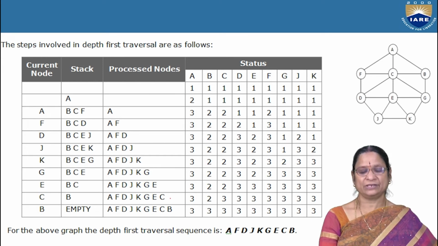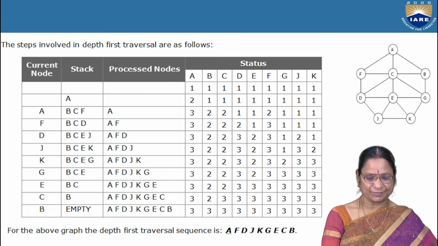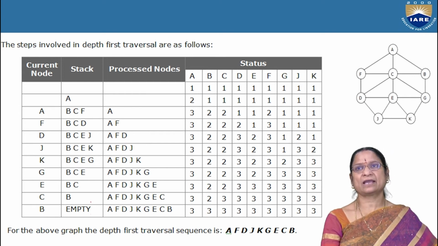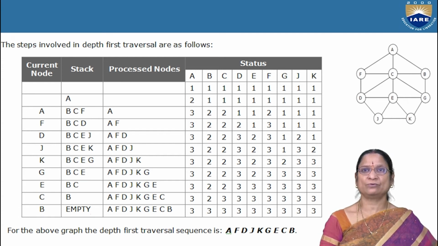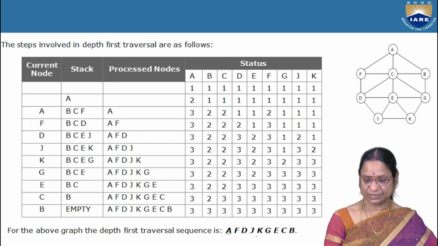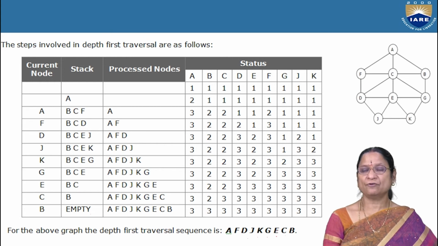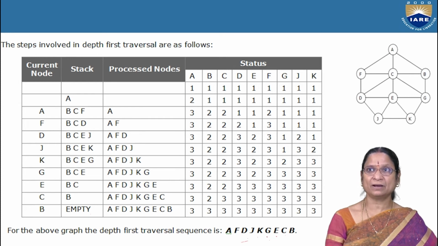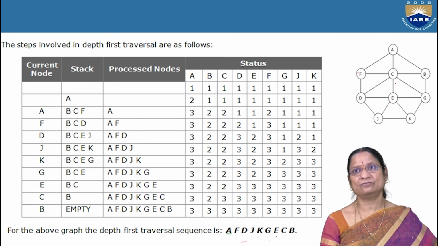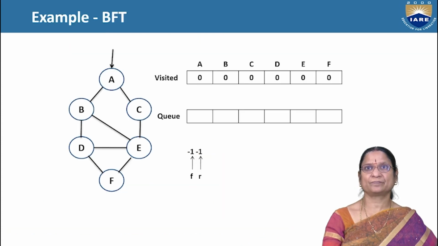This process is continued until the stack is empty, and whenever we are pushing into the stack, we check the status of the current node. If the current node status is 1, then only we push. If it is 2 or 3, we need not consider. So this is the way to check whether cycles exist or not. We are getting A, F, D, J, K, G, E, C, B. Don't worry much if this order changes a little depending upon how the adjacency lists are maintained for the respective graph.